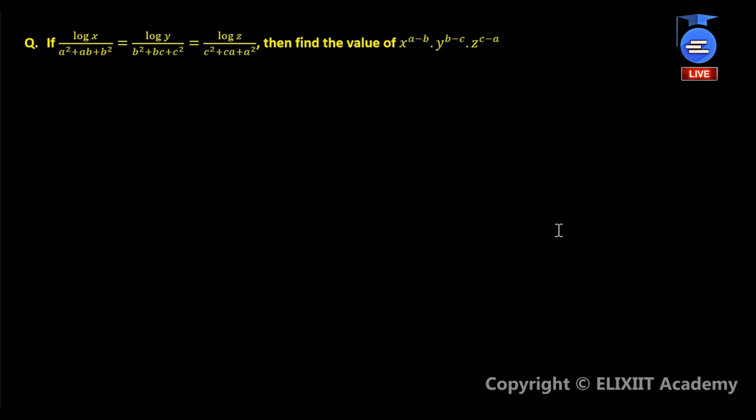If log x by a square plus ab plus b square is equal to log y by b square plus bc plus c square is equal to log z by c square plus ca plus a square, then find the value of x to the power a minus b, y to the power b minus c, z to the power c minus a.